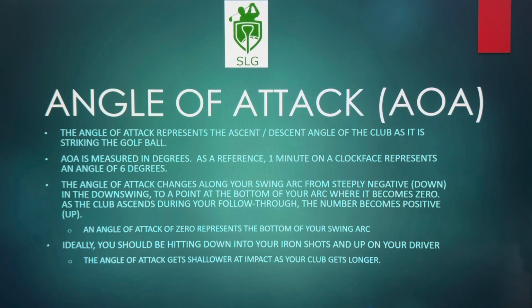The angle of attack changes along your swing arc from steeply negative as the club is coming down into the ball at impact to a point on the bottom of your arc where it becomes 0. As the club ascends during your follow-through, this number will again become positive. Please remember that an angle of attack of 0 represents what is essentially the bottom of your swing arc.